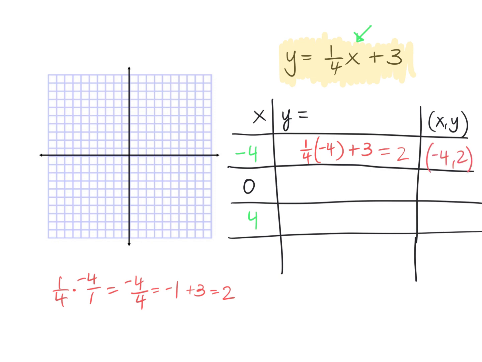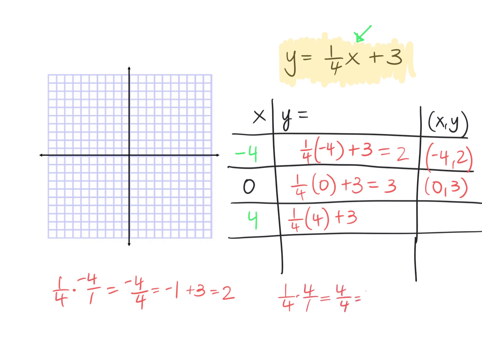All right, if I plug in a 0, I'm going to do 1/4 times 0 plus 3. This is much easier because a fourth times 0 is 0, plus 3 is 3. So I end up with 0, comma 3. And then finally, I'm going to do 1/4 times 4 plus 3. Okay, if I do a fourth times 4, again, I get 4 over 4, which is 1, plus 3 is 4. So I end up with 4, comma 4.